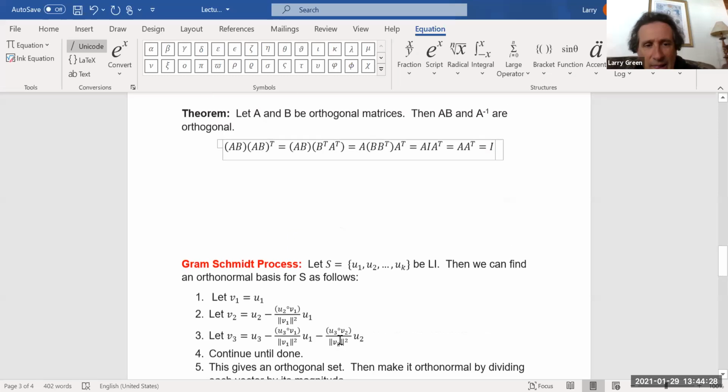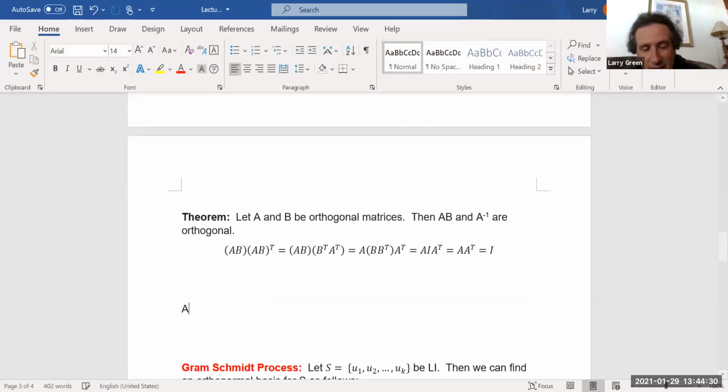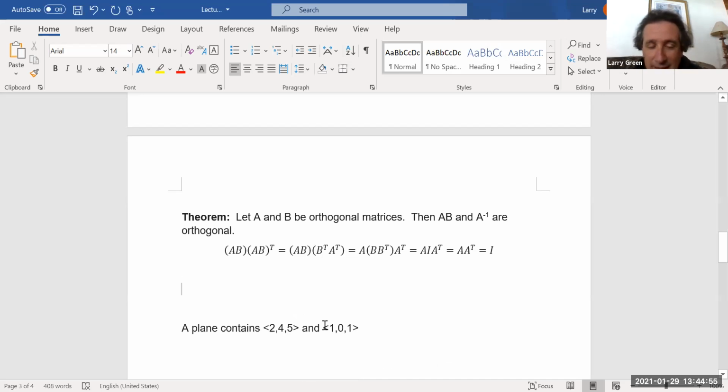So if you're given a basis for vectors in a plane, so for example, let's say I tell you a plane contains the vector (2, 4, 5) and (1, 0, 1). And if I know the plane contains those, first thing, are those a basis for the subspace that the plane is? Is that a basis?